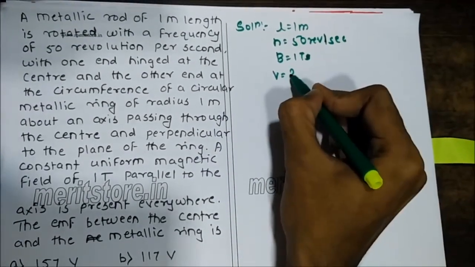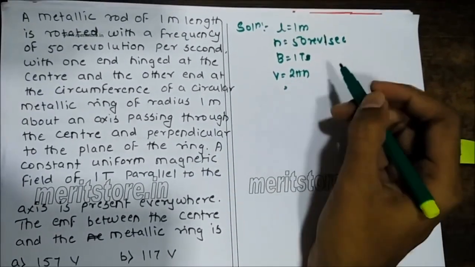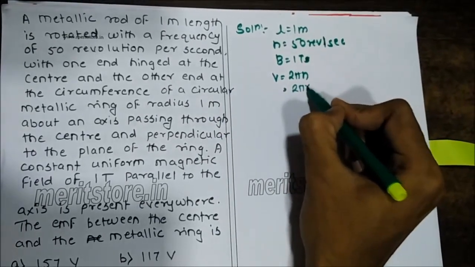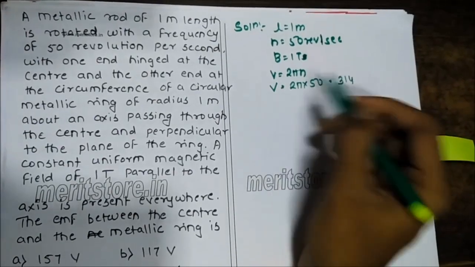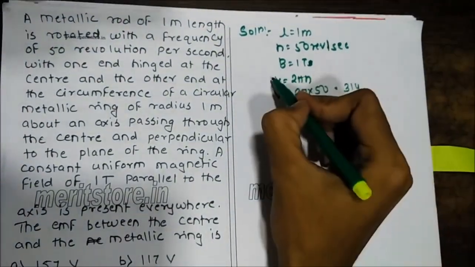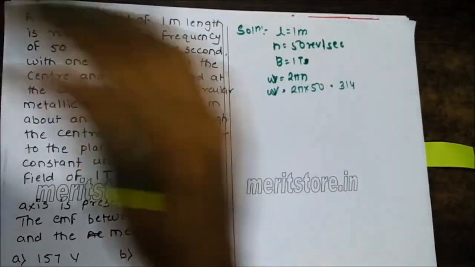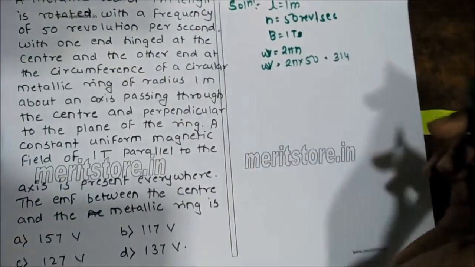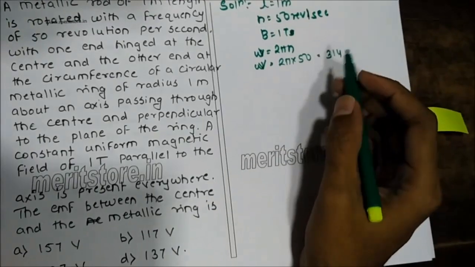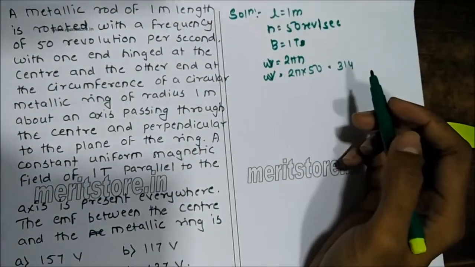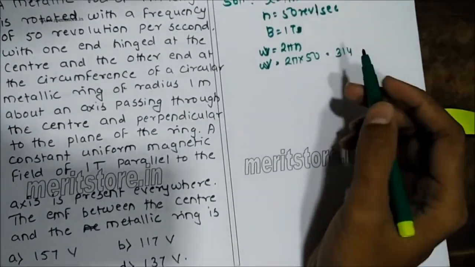So angular velocity is equal to 2 pi n with respect to the frequency, so that is 2 pi into 50, which gives you 100 pi, that is 314. That will be the angular velocity omega, right? So angular velocity omega is equal to 314 radians per second.